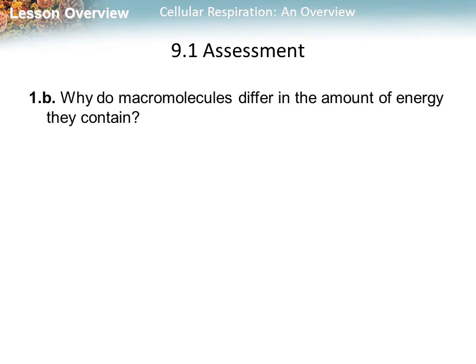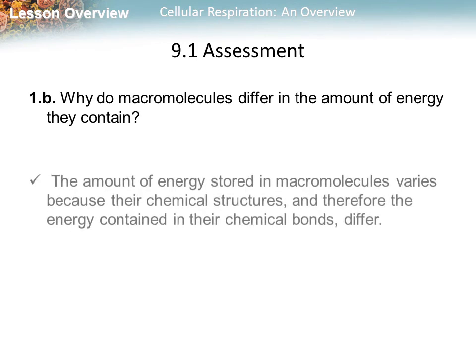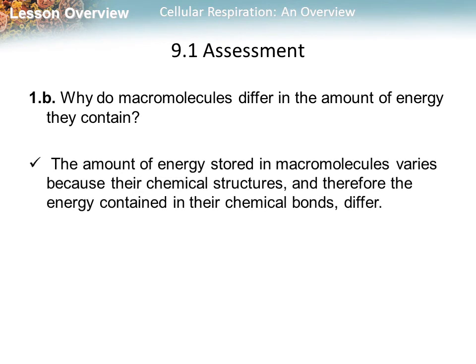1B. Why do macromolecules differ in the amount of energy they contain? Here is the sample answer. The amount of energy stored in macromolecules varies because their chemical structures, and therefore the energy contained in their chemical bonds, differ.